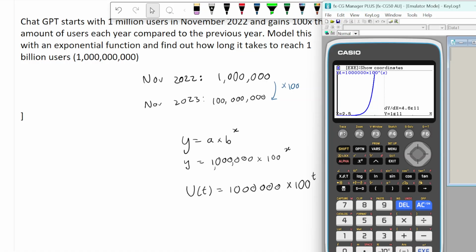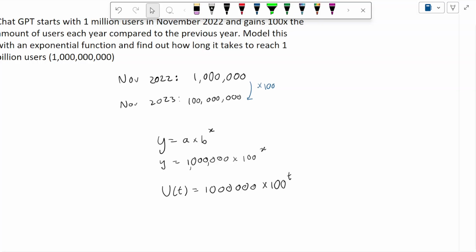A few key values. If we trace at 0, you'll see it's 1 million. And if we go and trace at 1 year, for example, November 2023, you can see that it's 1 with 8 zeros, which is what we put. So the way we can figure this out is we can go xcal and we go y is 1 billion. So that's 1 with 1, 2, 3, 4, 5, 6, 7, 8, 9 zeros. And it appears to take 1.5 years.